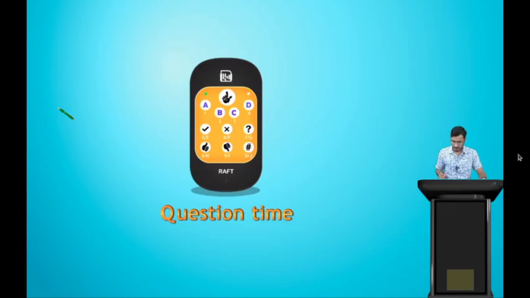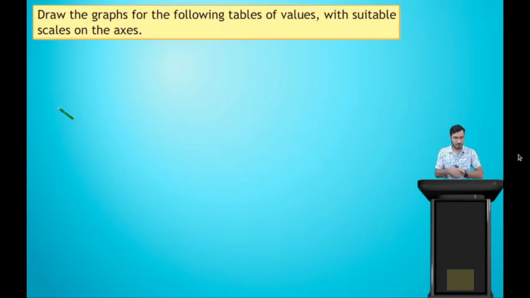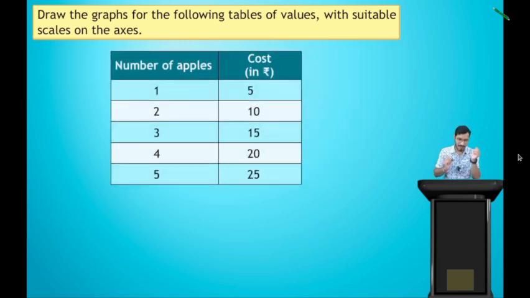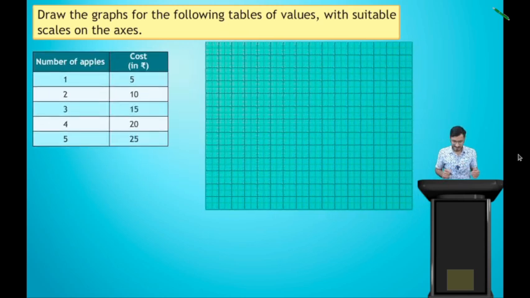Okay, now let's move to the next part, students. Draw the graph for the following tables of values with suitable scales on the axis. Here we have a table. You can see the number of apples and the cost in rupees. Okay students, let's try to draw a graph. Here is the graph paper.